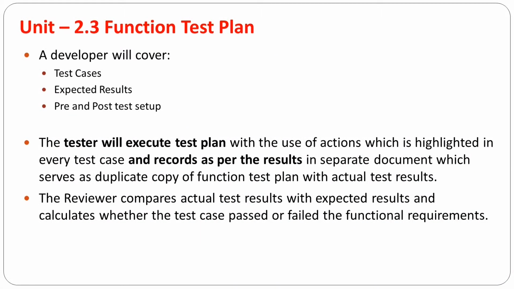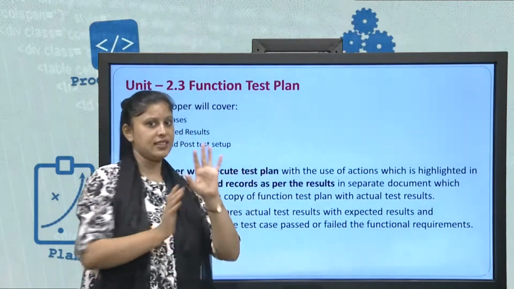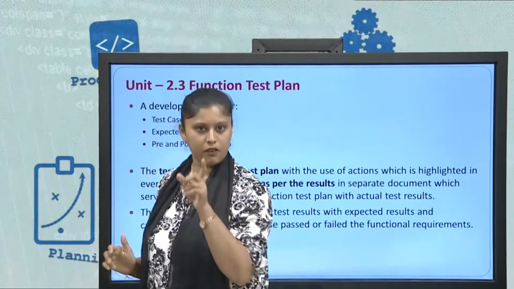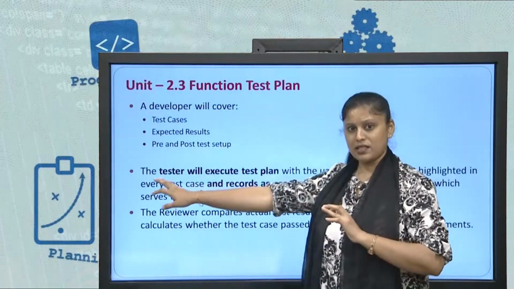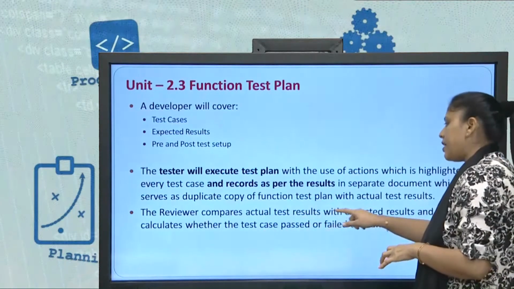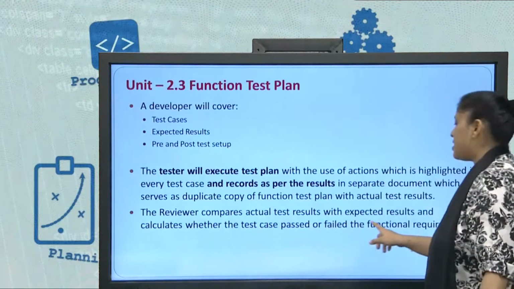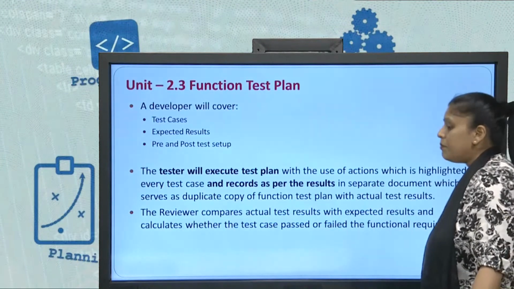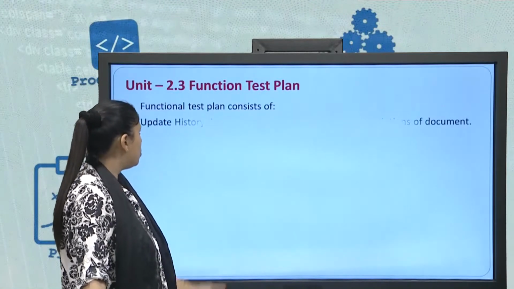The document that my tester has prepared will be given back to the reviewer. The reviewer compares the actual test result with the expected test result. I said that expected will already be given by the developer, and the actual test results are done by my tester. Both of these will be given to the reviewer, and the reviewer compares the actual test result with the expected result and calculates whether the test case has passed or failed the functional requirement. Alright, let us see how it actually looks.